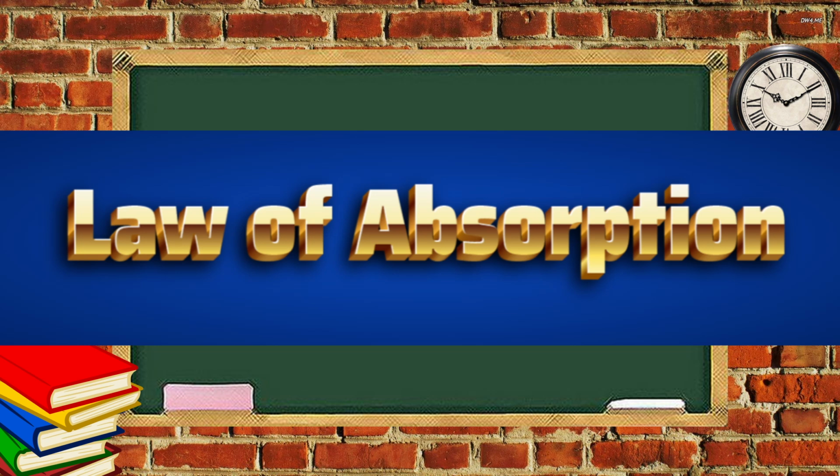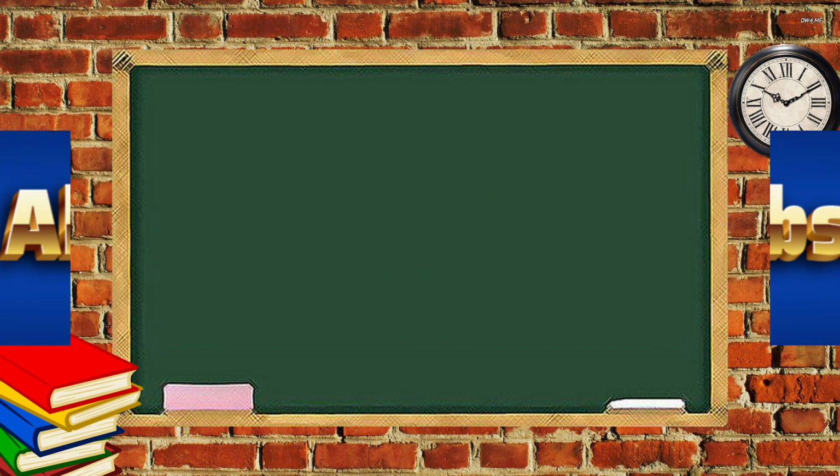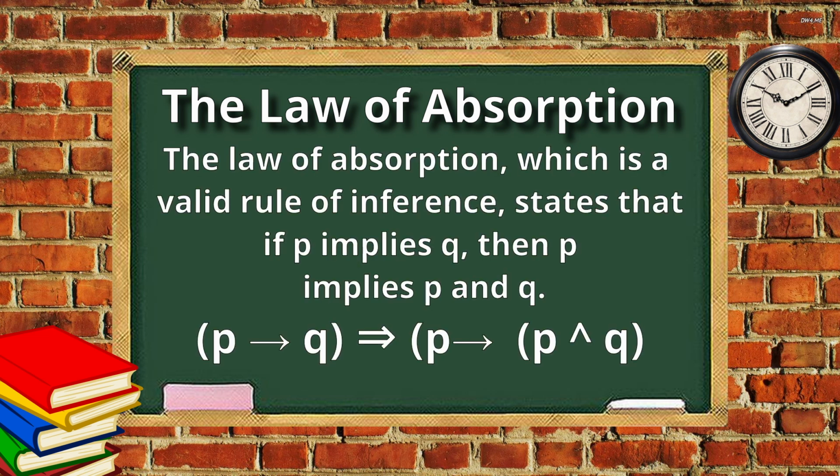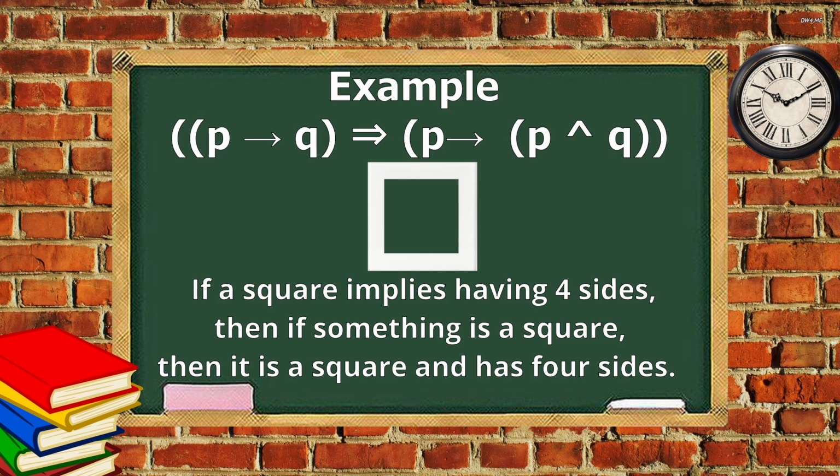The law of absorption. The law of absorption, which is a valid rule of inference, states that if P implies Q, then P implies P and Q. This is often used in logical proofs when you want to rewrite the conditional implication, meaning P implies Q, as a conjunction, which would be P and Q. Example, if a square implies having 4 sides, then if something is a square, then it is a square and has 4 sides.